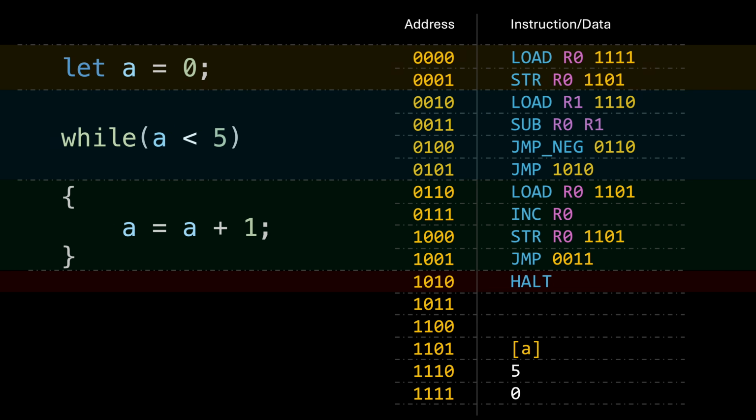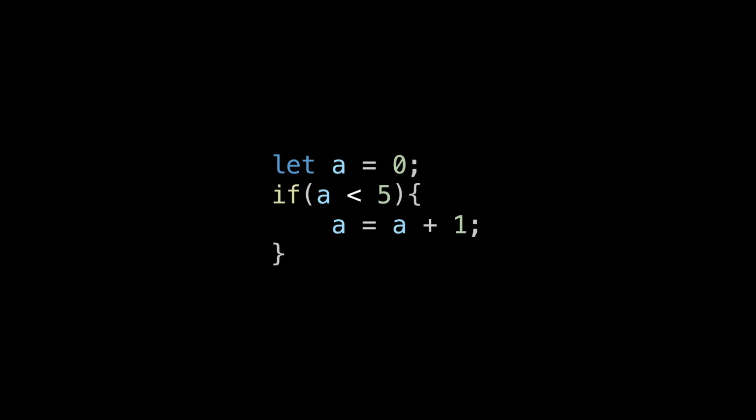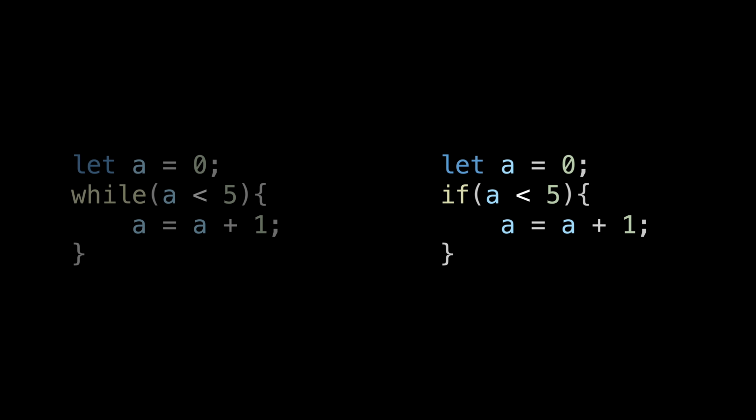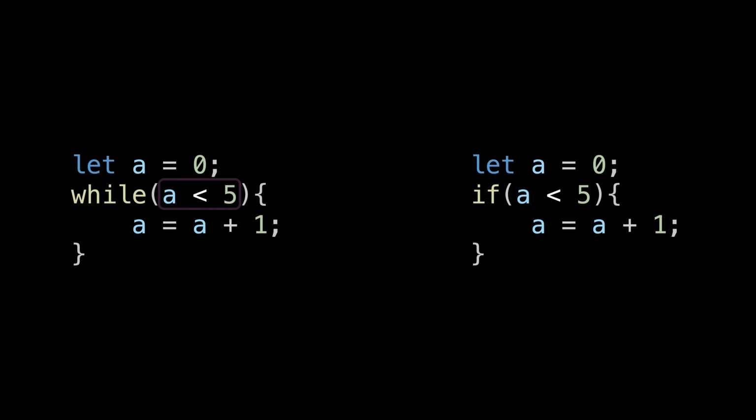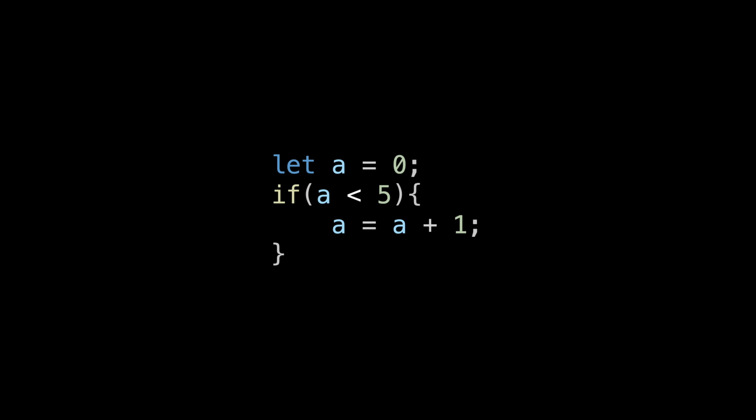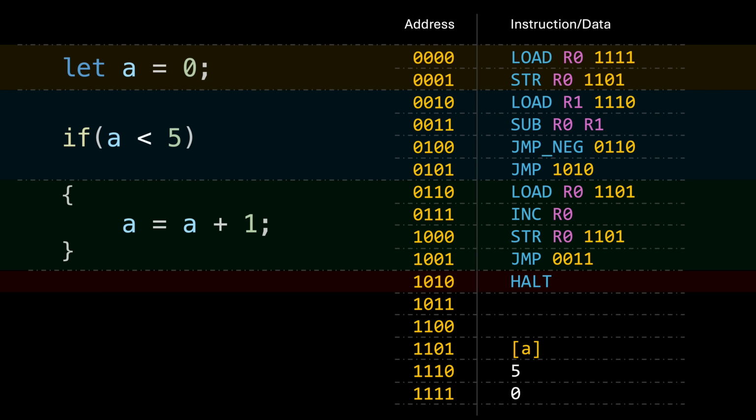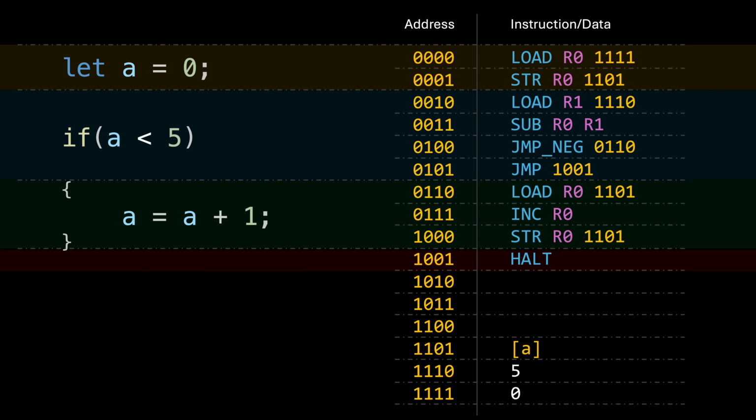Now, if you are wondering how if statements are processed by CPUs, I have good news. You already know how. In the while loop example, we evaluate a condition. If you think about it, these two programs are very similar. The only difference is that, with the if statement, we don't have to go back after executing the code inside the block, so the unconditional jump is unnecessary.